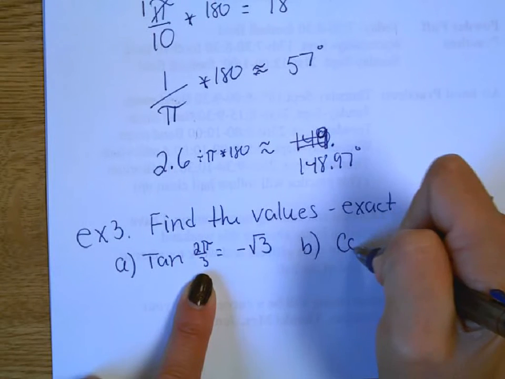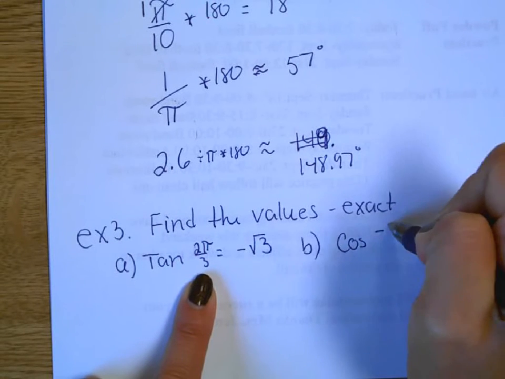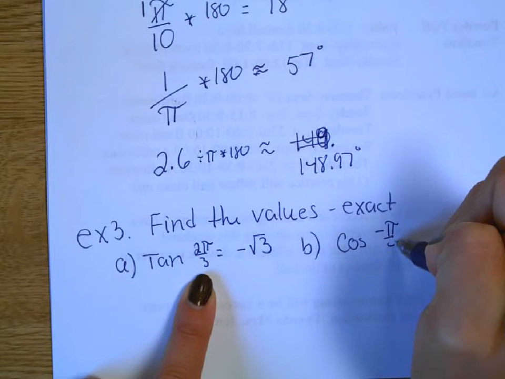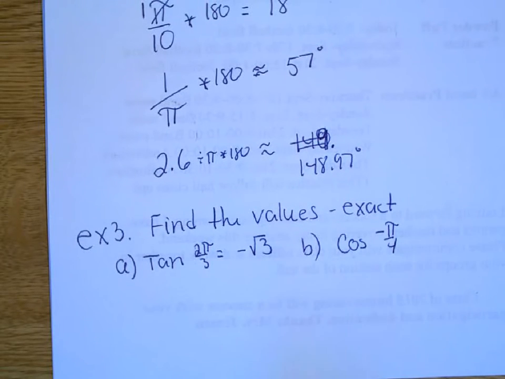How about the cosine of negative pi over 4? What does a negative angle measure mean again? You have to go in the opposite direction. So find pi over 4. Where's positive pi over 4? And then go that much in the opposite direction. And give me cosine. Square root of 2 over 2.